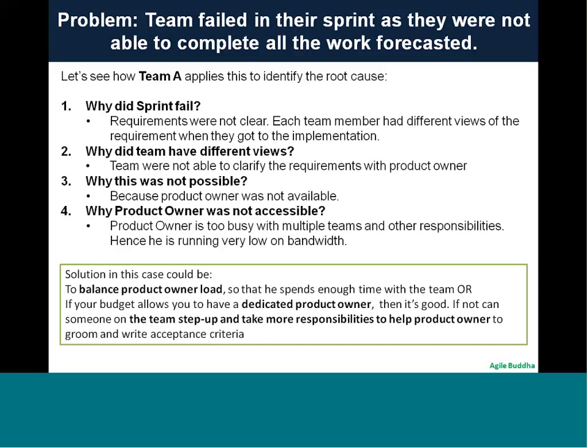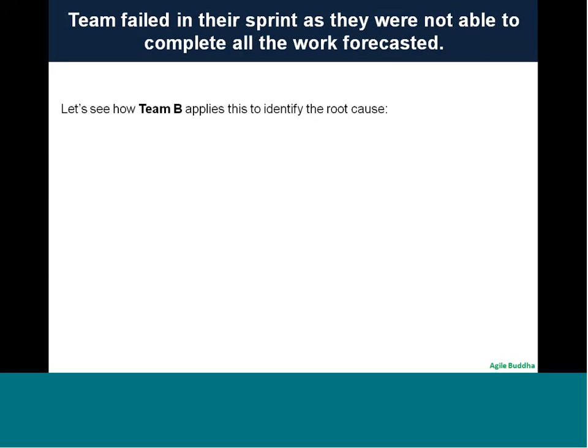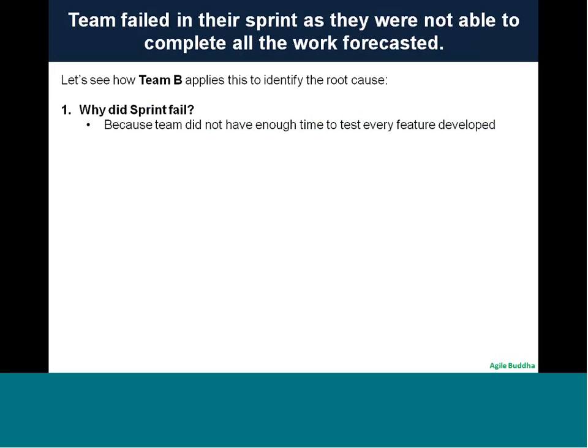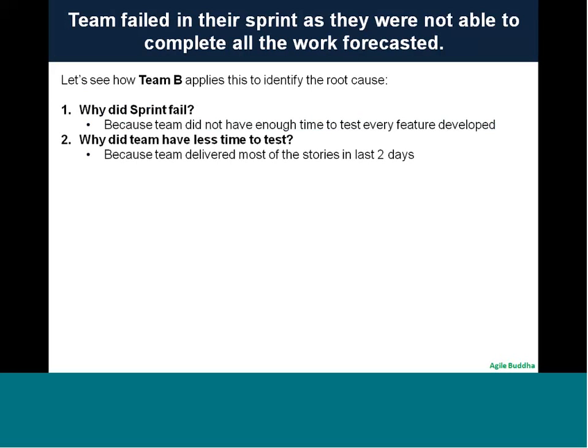Probably the team got a fair idea at the fourth why, but I will show you another interesting example here, how team B also faced the same problem, but how did they resolve it? Because every problem is unique to the team, to the project, to the organization. So let's see how team B solved the same problem. Why did the sprint fail? Because the team did not have enough time to test every feature developed. Then why did the team have less time to test? Because the team delivered most of the stories in the last 2 days of the sprint.